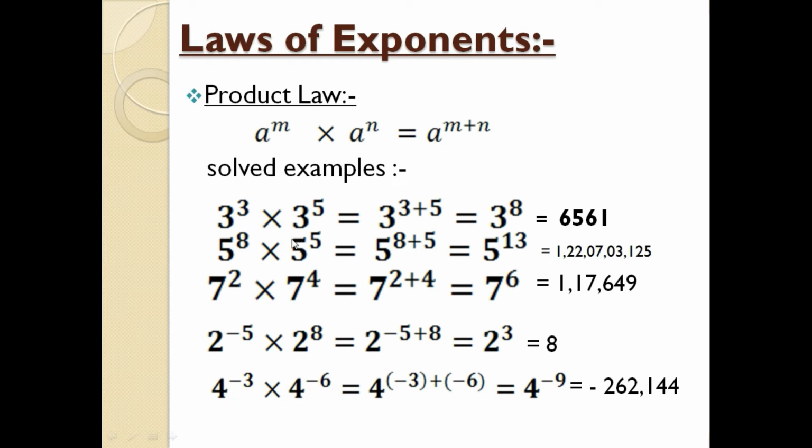Here 5 raised to 8 into 5 raised to 5. So what we will do here, we will take this 5 as common, 5 raised to 8 plus 5, so 5 raised to 13. Next, 7 raised to 2 into 7 raised to 4. So what we will do here, 7 we will take as a common base. So 7 raised to 2 plus 4, so that will be 7 raised to 6.